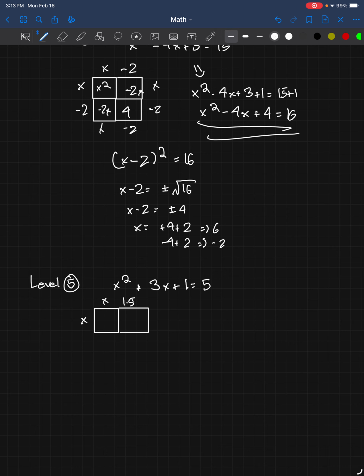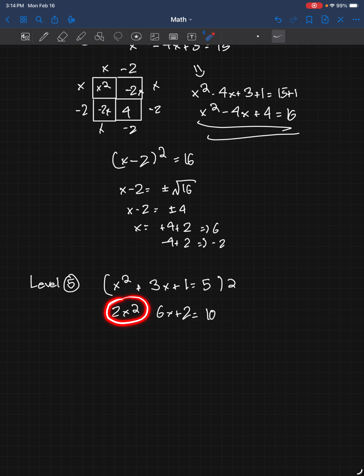But okay, guess what? I am a human, and I don't like decimals. Because this was made a really long time ago, and back then, they didn't have decimals or fractions. So how would we actually make this work? Basically, we need to make this even. So just multiply the equation by 2. 2x squared plus 6x plus 2 equals 10. Okay, so this is even. This is 2. But now this is not a perfect square.